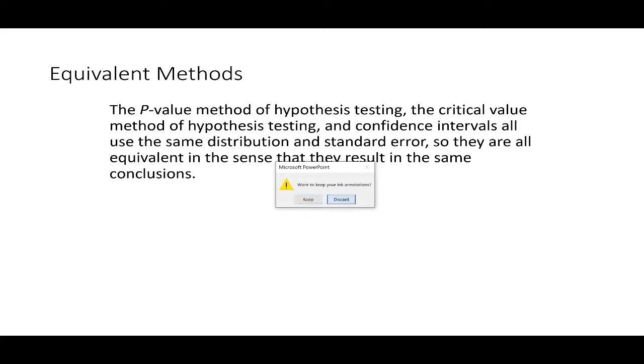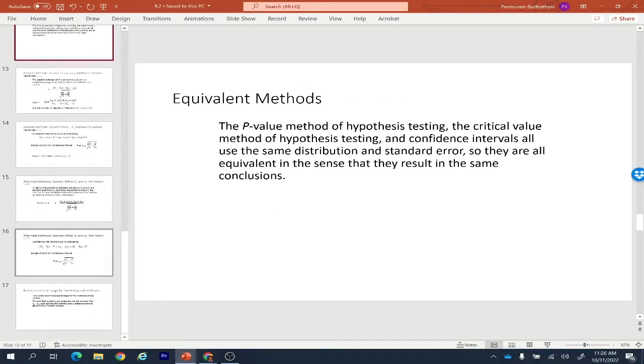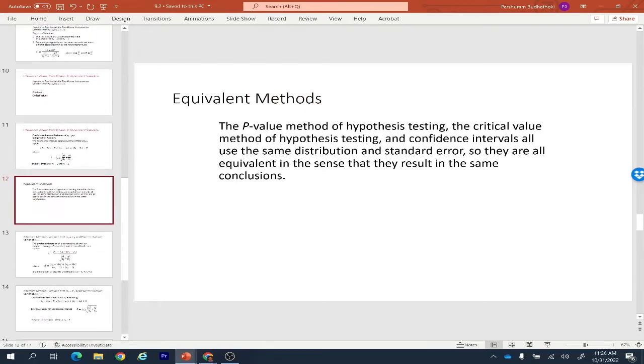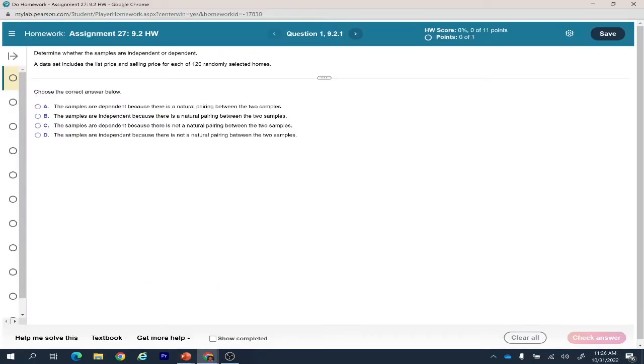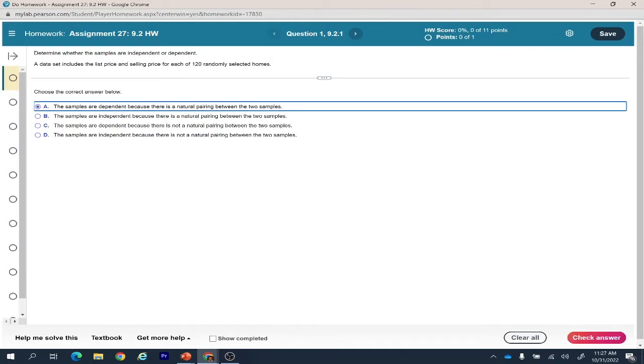So let's look at some examples from this section. First problem: determine whether the samples are independent or dependent. A data set includes the list price and selling price for each of 120 randomly selected homes. Look here, it's a list price and selling price. There should always be some kind of relation between them, so it's not independent. If you go back to the definition of independent, they should not be somehow naturally related or paired. The samples are dependent because there is a natural pairing between the two samples.